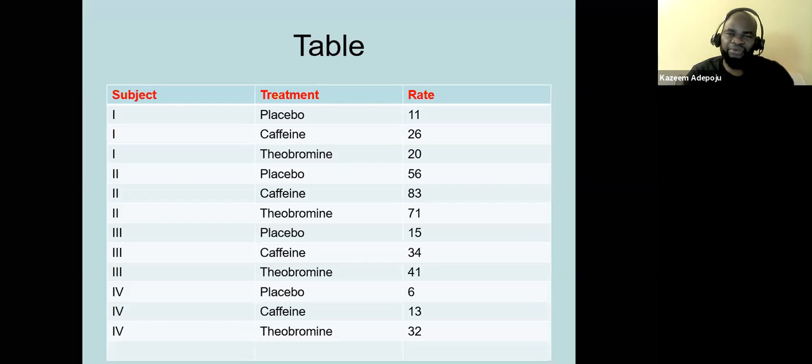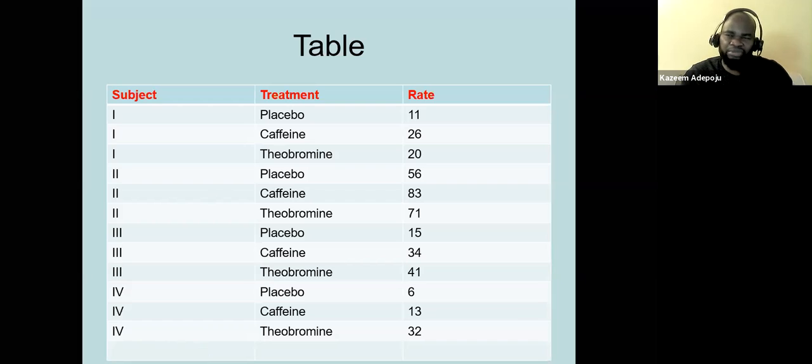Okay, so thanks for confirming that. Now, what am I going to do right now? I actually want to construct an ANOVA table. The ANOVA table I actually want to construct is for a two-way ANOVA.